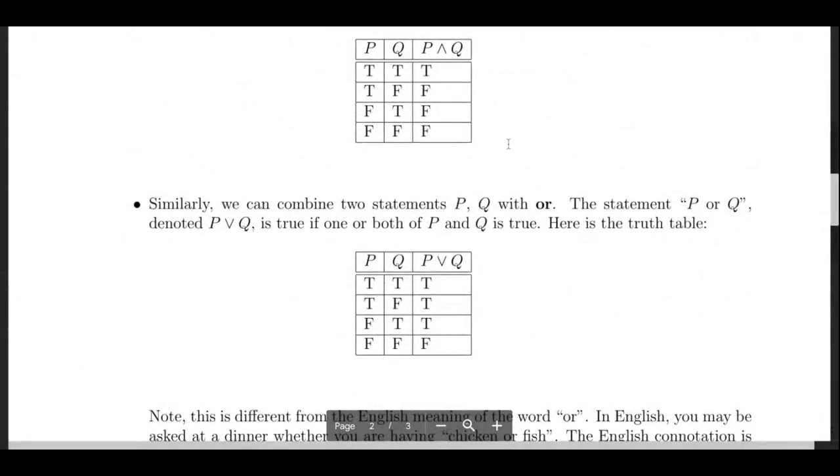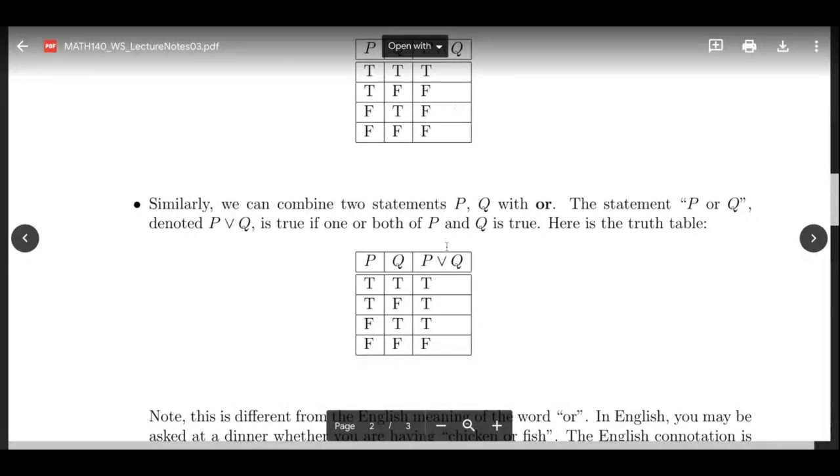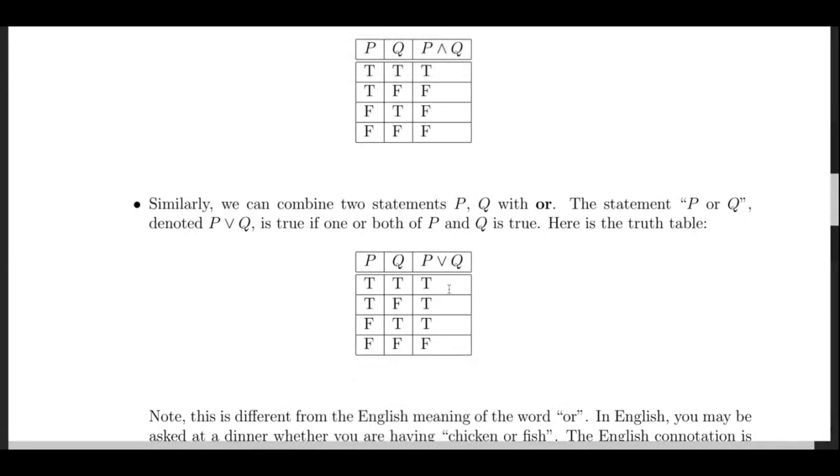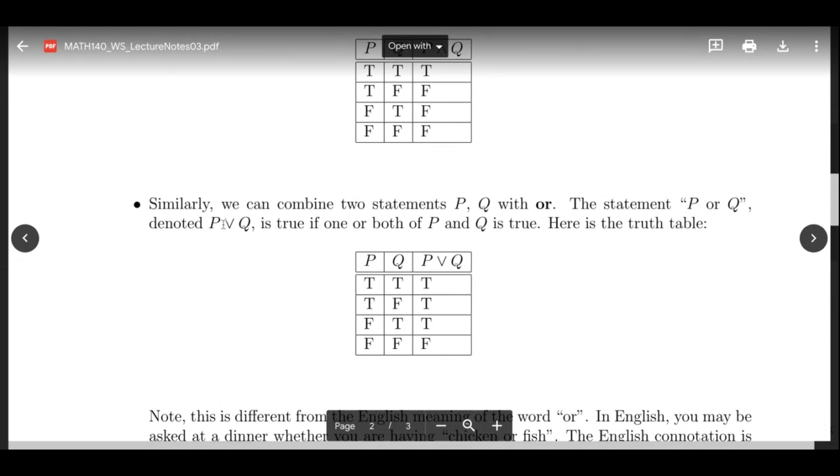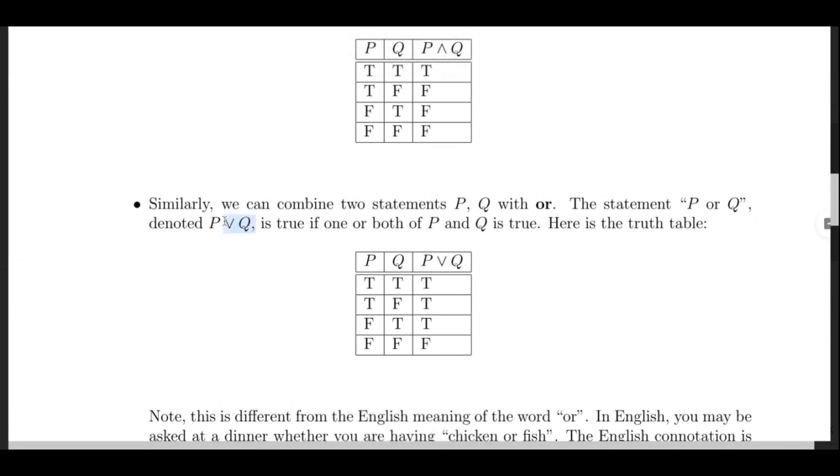So let's see the or truth table. The top one is and, this bottom one is or. For or, we use this notation, this downward arrow, P or Q. P can be true or false, Q can be true or false. Let's say P or Q. If both are true, P or Q is true. If one of them is false, P or Q is still true. Only when both are false is P or Q false.